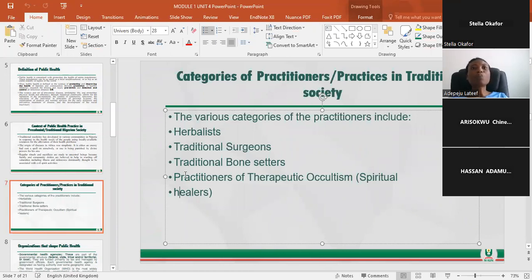So, the last point we want to look at is the practitioners of therapeutic occultism, that is the spiritual healers. Who are they and what is their main function or work?